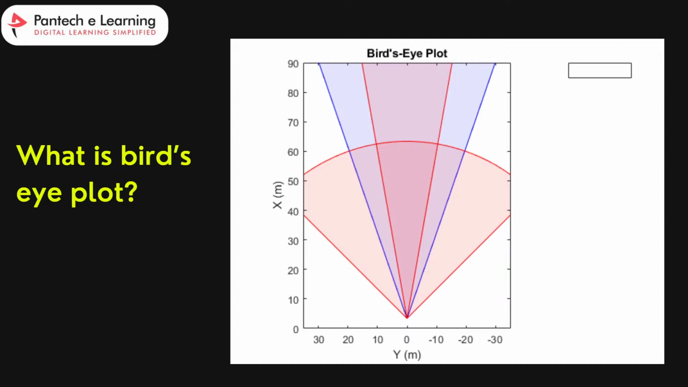So in this example, we are going to look at how we can use this bird's eye plot in MATLAB to show something happening around a car. So imagine you are sitting inside a car and you want to see what's happening around that car or around you. So that's exactly what we are going to do with this plot.